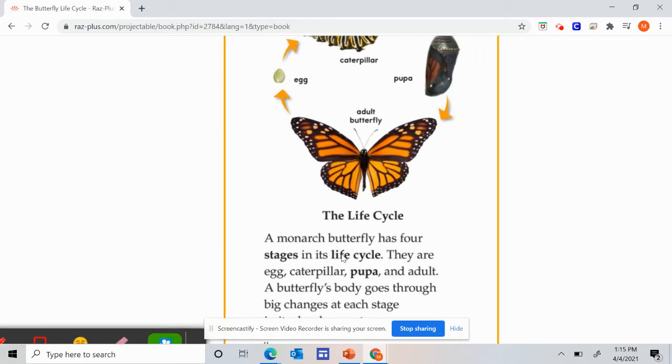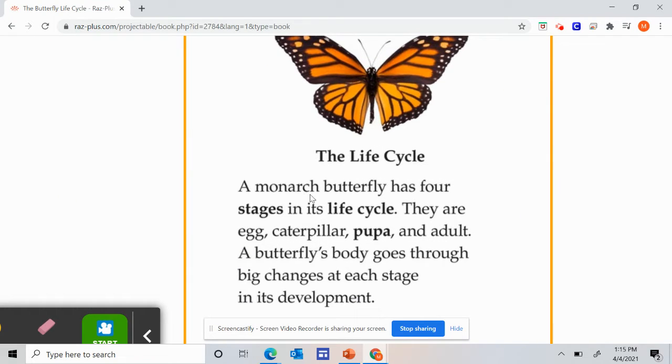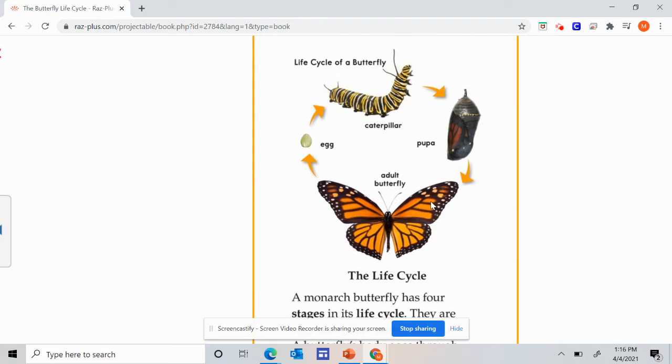The life cycle. A monarch butterfly has 4 stages in its life cycle. They are egg, caterpillar, pupa, and adult. A butterfly's body goes through big changes at each stage in its development. So we learned this in our science unit that some insects experience a 4-stage life cycle. In this case, the butterfly starts out as an egg, becomes a caterpillar, pupa, and then an adult butterfly.